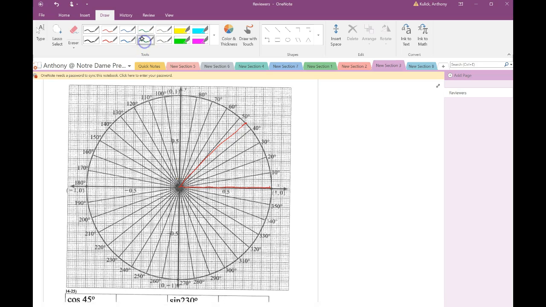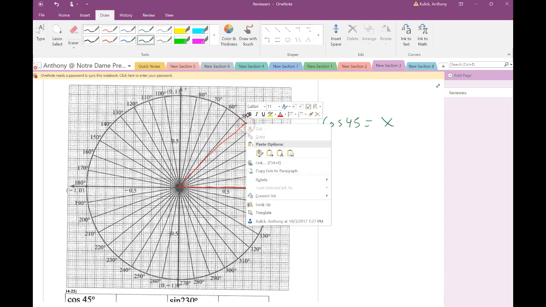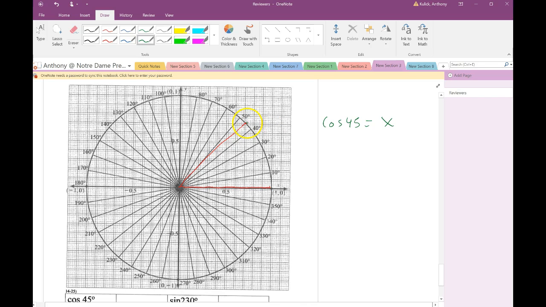And now, sine or cosine of 45, which coordinate is that? X or Y? It's the x coordinate. So I'm just going to go on this point, and I'm going to track down and figure out what this point is. Everybody's okay with that?